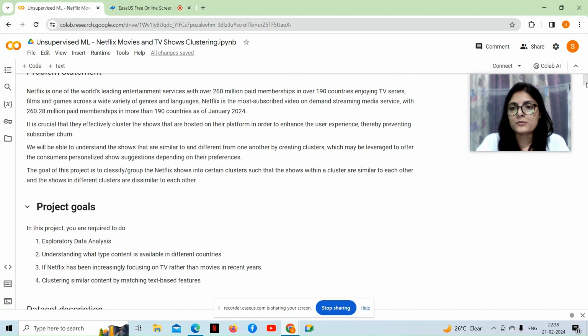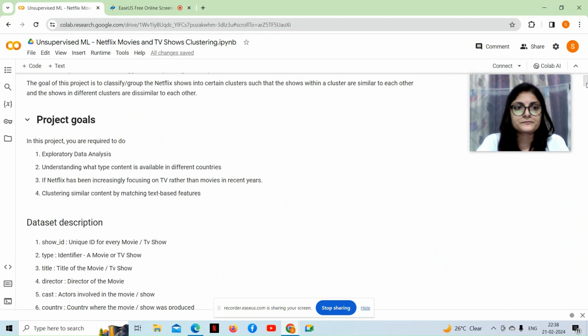Now let's talk about project goals. In this project, what we have to do, the first is the exploratory data analysis, then understanding what type of content is available in different countries, if Netflix has been increasingly focusing on TV rather than movies in recent years, and clustering similar content by matching text based features.